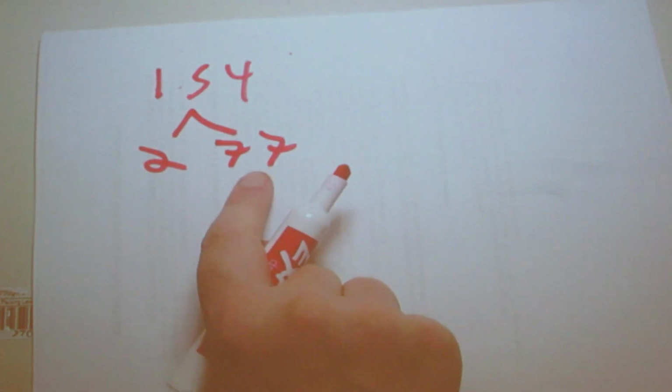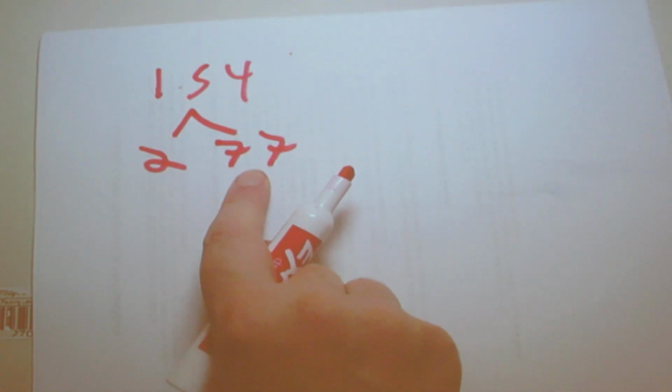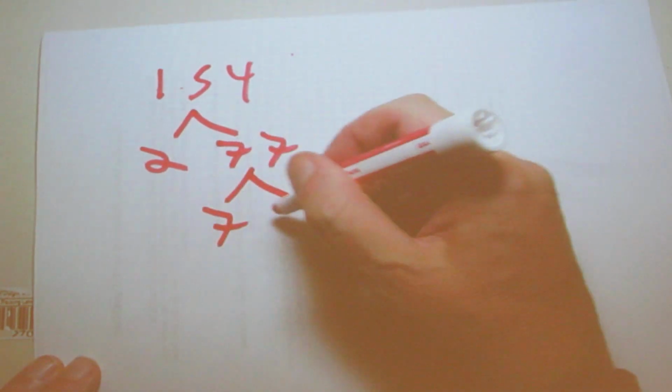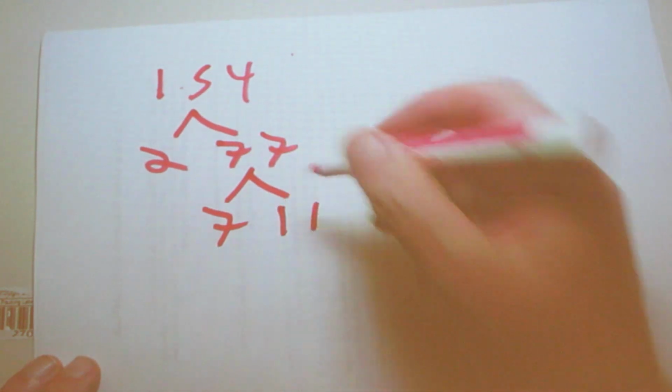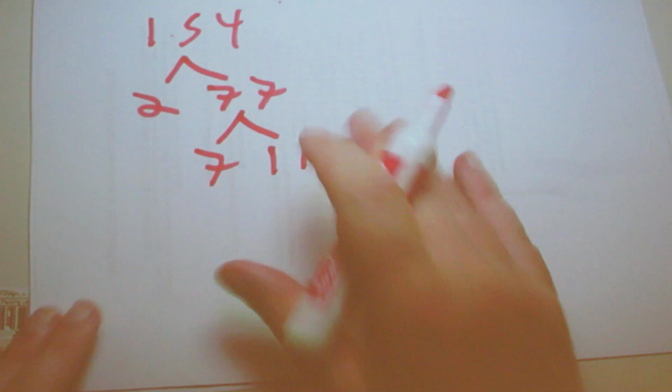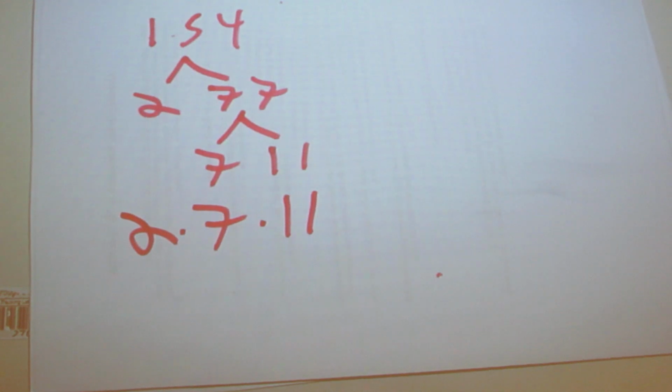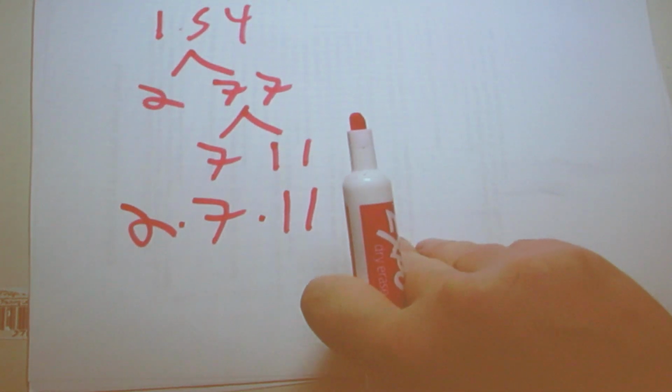2 will not go into 77, neither will 3, neither will 5. The next prime number is 7, and that will go 11 times. 11 is a prime number, so in this situation the answer will be 2 times 7 times 11. Make sure you do it in the right format, the way you had to in the homework and the quiz, and you will get this one right.